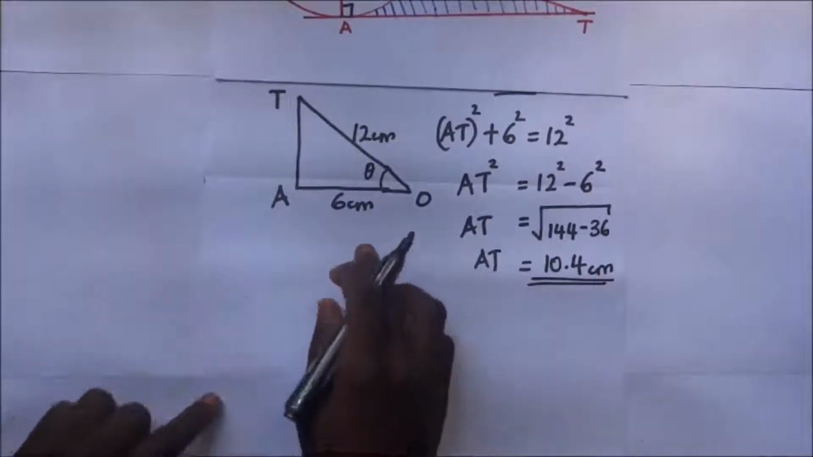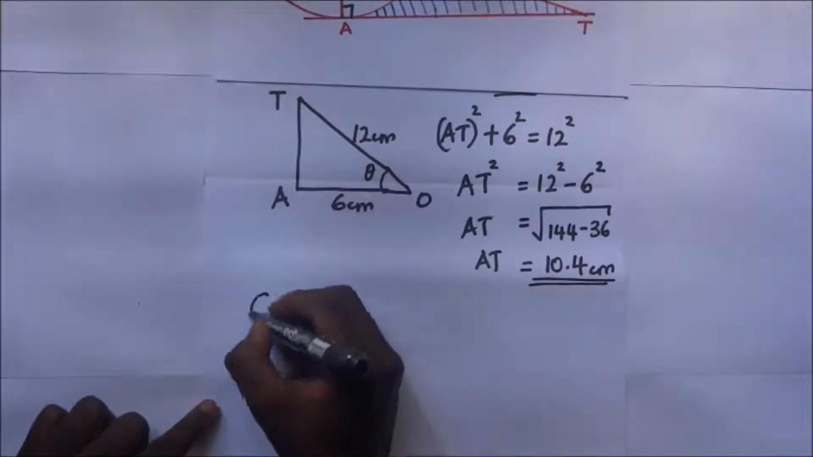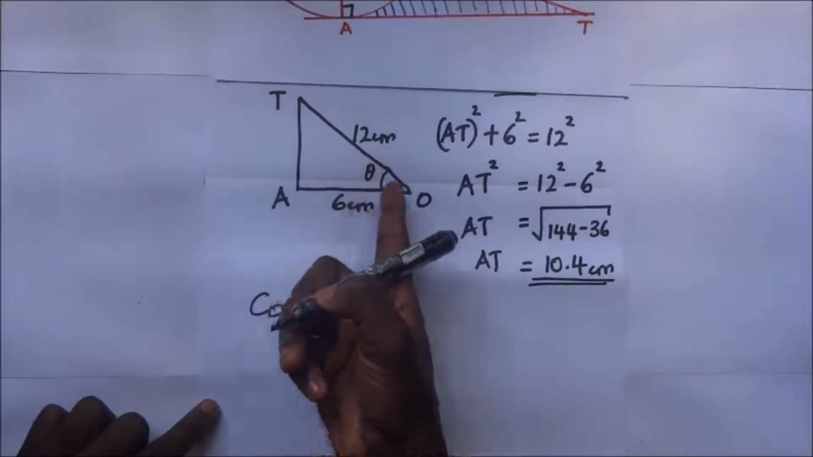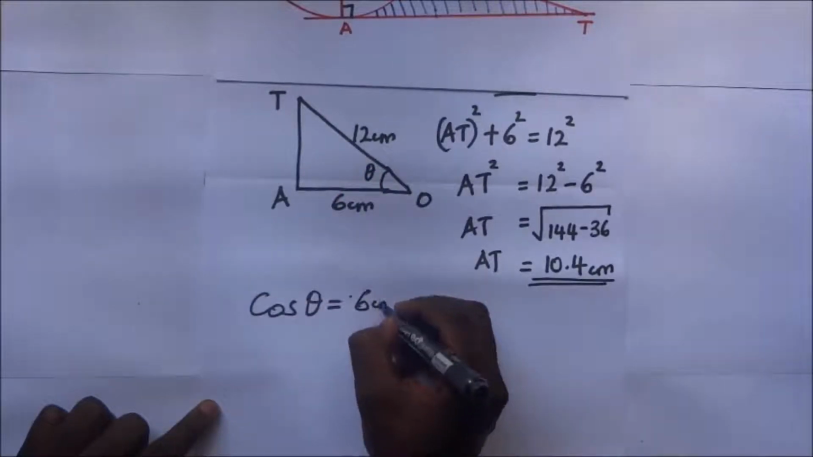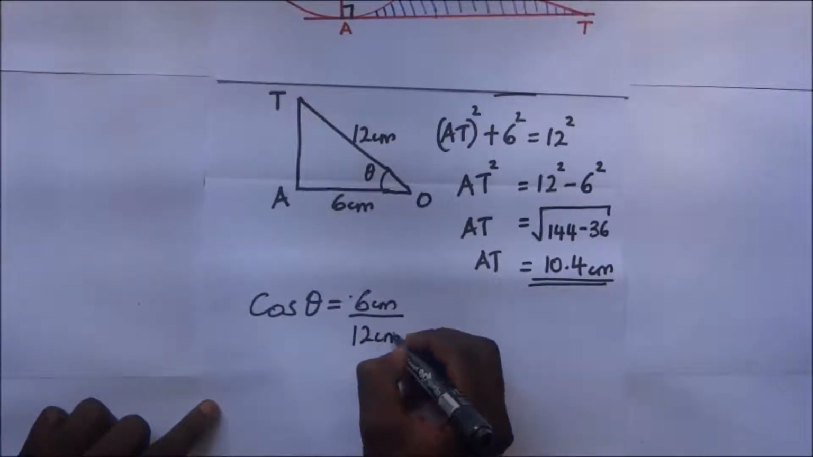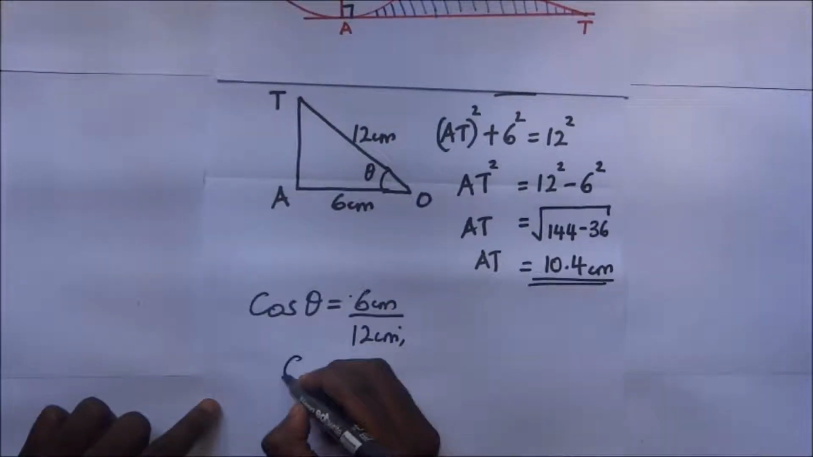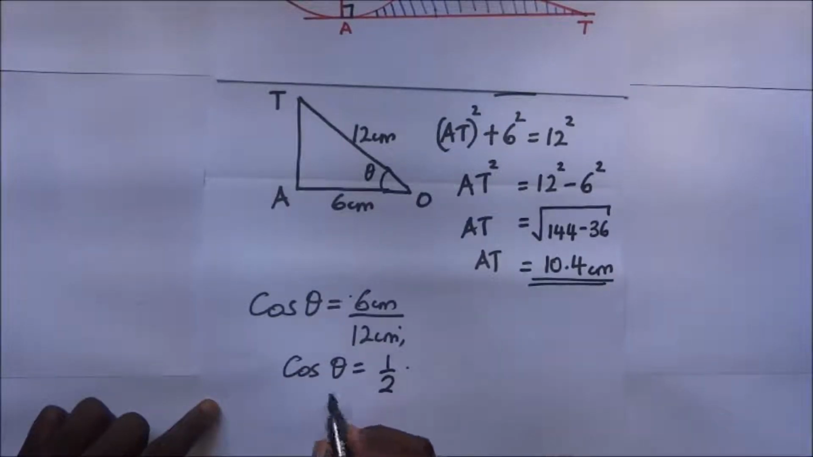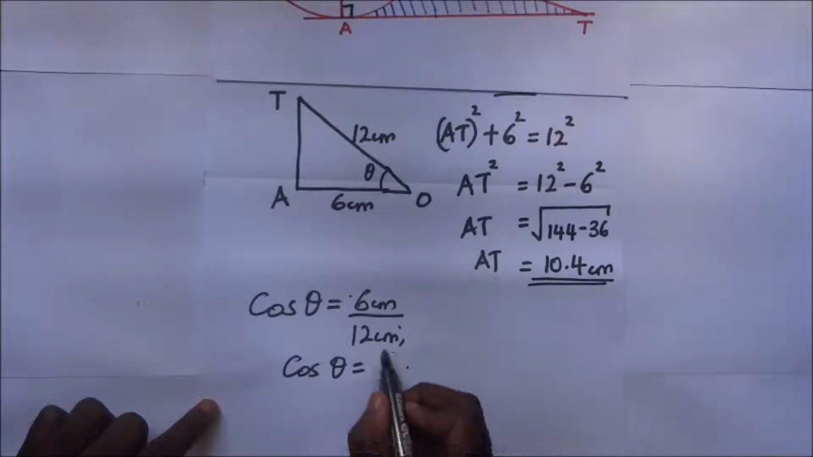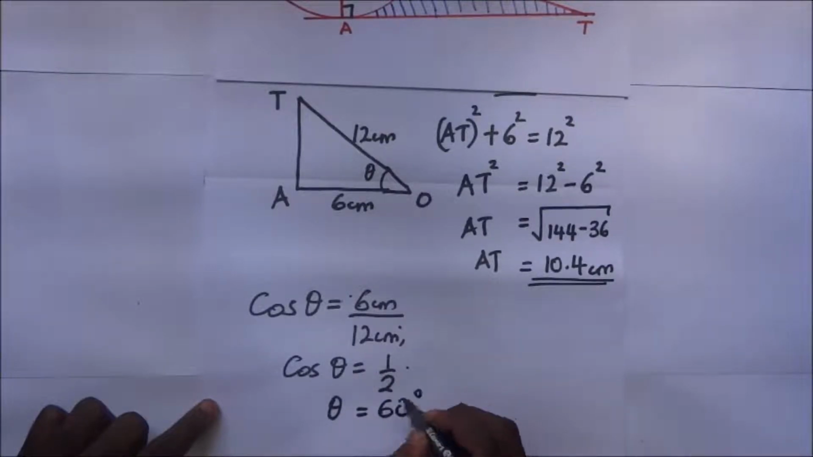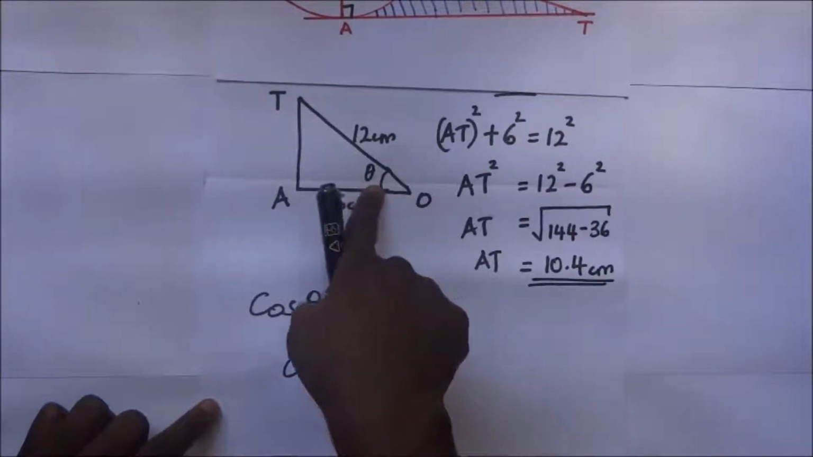So the cosine of this angle theta is going to be equal to the adjacent, which is 6 centimeters, over the hypotenuse, which is 12 centimeters. And of course, cosine of theta is equal to a half. To find the inverse, the cos inverse of this half, we are going to get the value of theta as 60 degrees. And so that is the answer to that part.